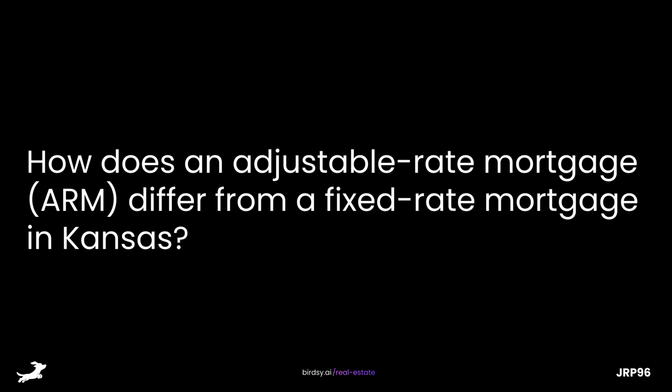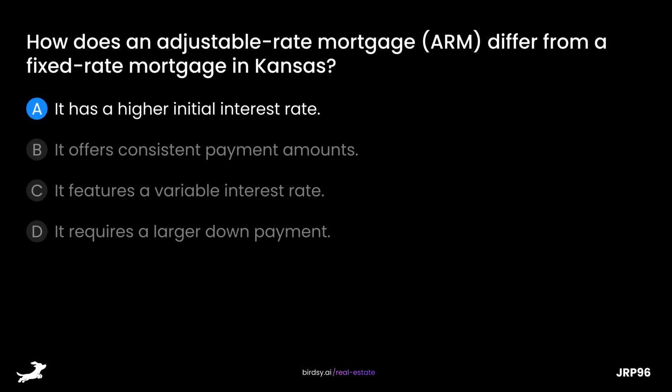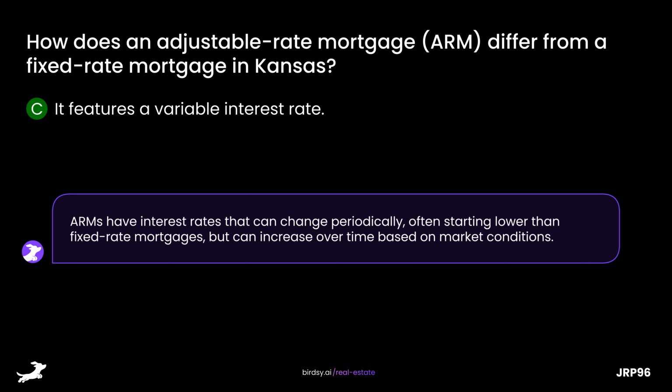How does an adjustable-rate mortgage differ from a fixed-rate mortgage in Kansas? Is it A, it has a higher initial interest rate, B, it offers consistent payment amounts, C, it features a variable interest rate, or D, it requires a larger down payment? The answer is C, it features a variable interest rate.